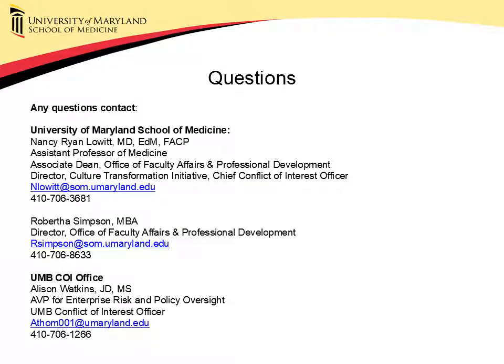Your contacts at the University of Maryland School of Medicine are Dr. Nancy Ryan Lowett, Associate Dean, Office of Faculty Affairs and Professional Development, Director, Cultural Transformation Initiative, and Chief Conflict of Interest Officer, or Roberta Simpson, Director, Office of Faculty Affairs and Professional Development. Your contact at the University of Maryland, Baltimore COI office is Allison Watkins.